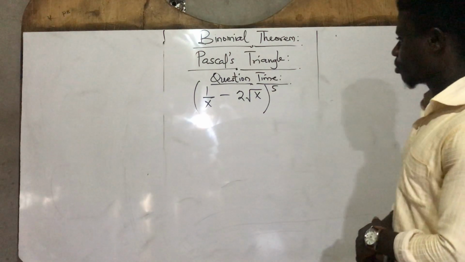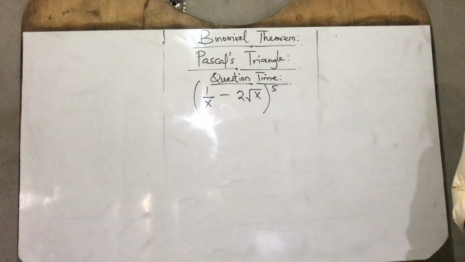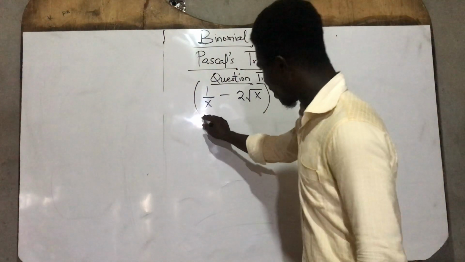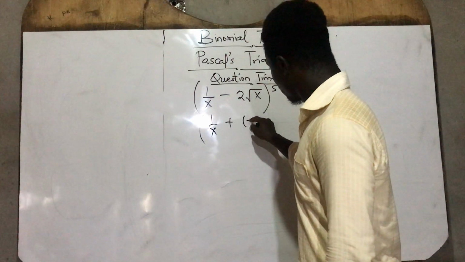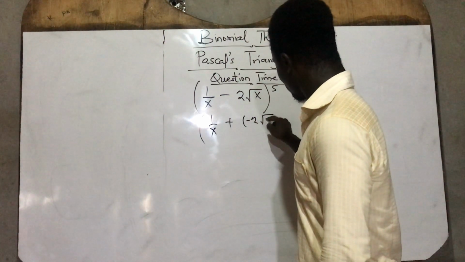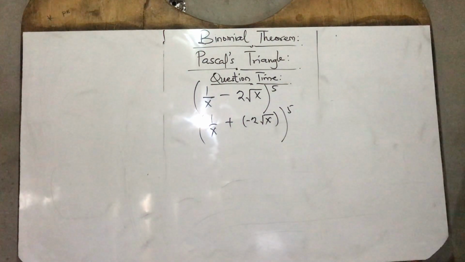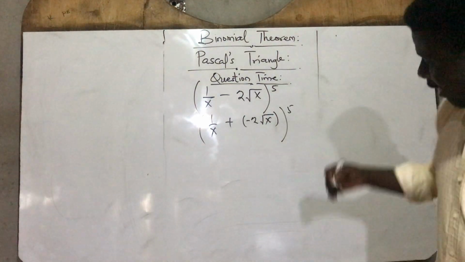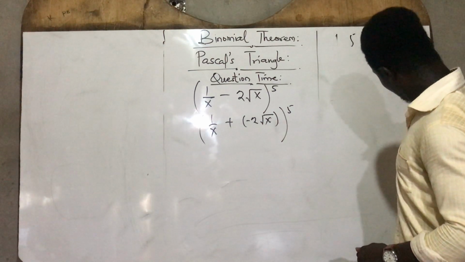1 on x minus 2 square root of x all to the power 5. Right. Now, because here is negative, I can still write it as 1 on x plus negative 2 square root of x, then to the power 5. You can write it as this. Yeah? Alright. So now, you can generate the coefficient for that, which is 1, 5, 10, 10, 5, 1.